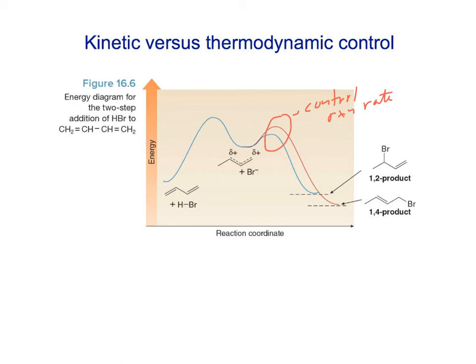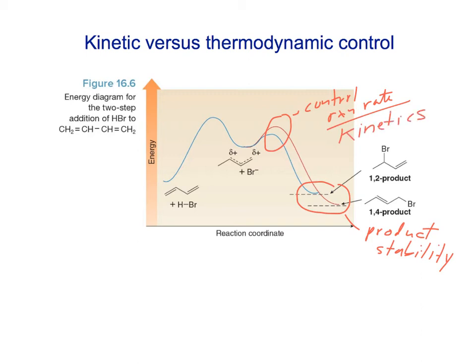However, we have a different situation down here. What if the main product that forms is the one that's more stable? This has to do with product stability. Reaction rate has to do with kinetics. Product stability has to do with what? What would we call that? Starts with a T. Thermodynamics.